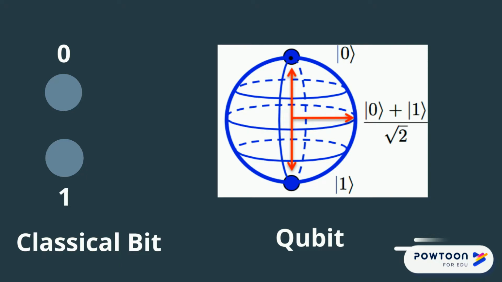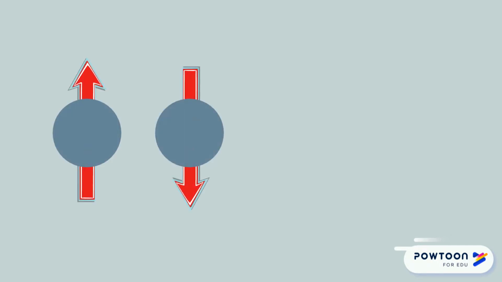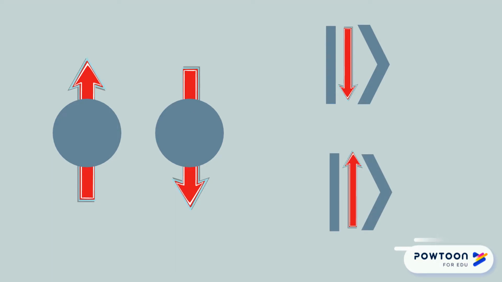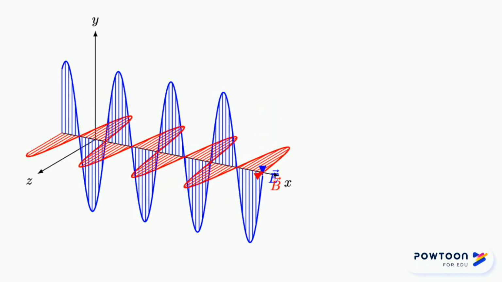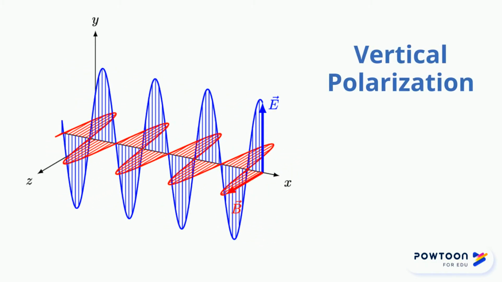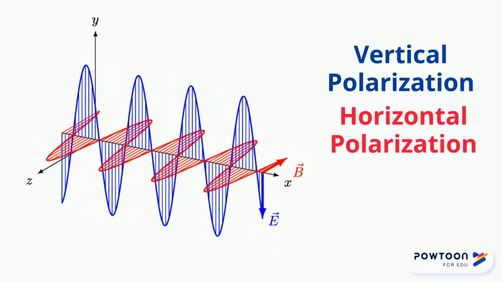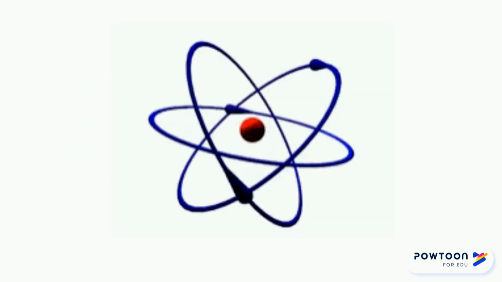To understand this strange property, we first need to know what a qubit is and what it's made from. A quantum bit, or qubit, is fundamentally a two-state quantum mechanical system, such as the up and down spin states of an electron, or the horizontal and vertical polarizations of a photon. Take the electron spin system.